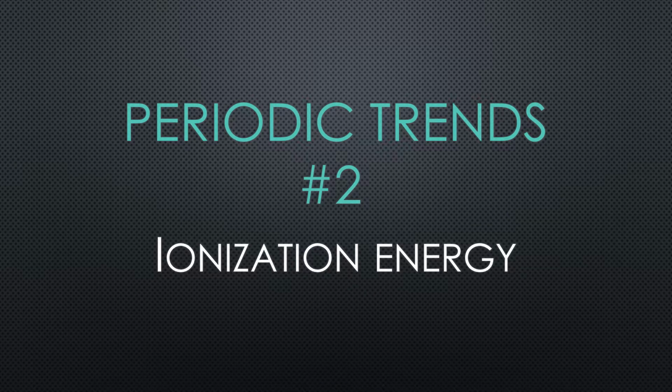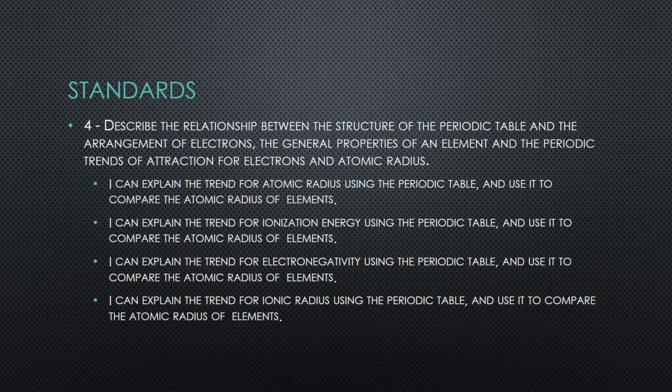All right, so now we're on our second trend, ionization energy. So looking at our standard, we're on the second one: I can explain the trend for ionization energy using the periodic table, and use it to compare the atomic radius of elements.